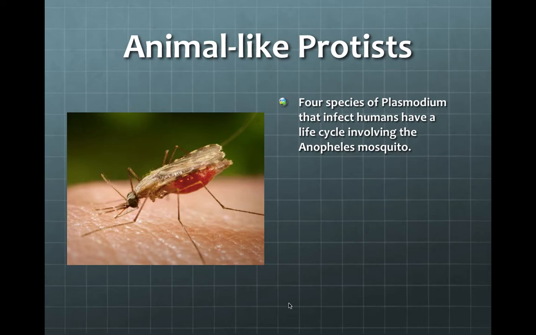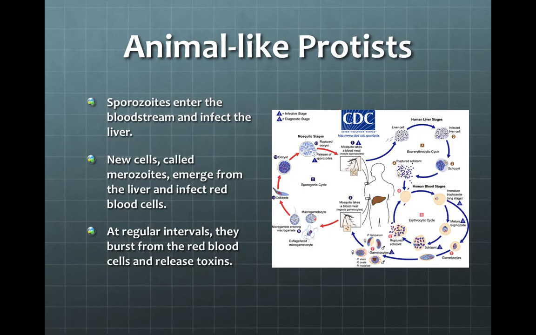There's a mosquito sucking blood. Look at that. Four species of Plasmodium that infect humans have a life cycle involving the, I don't know how to pronounce this, Anopheles mosquito. All right, sporozoites enter the bloodstream and infect the liver. New cells called merozoites emerge from the liver and infect red blood cells. At regular intervals, they burst from the red blood cells and release toxins. So that was what those pictures were with the red blood cells.